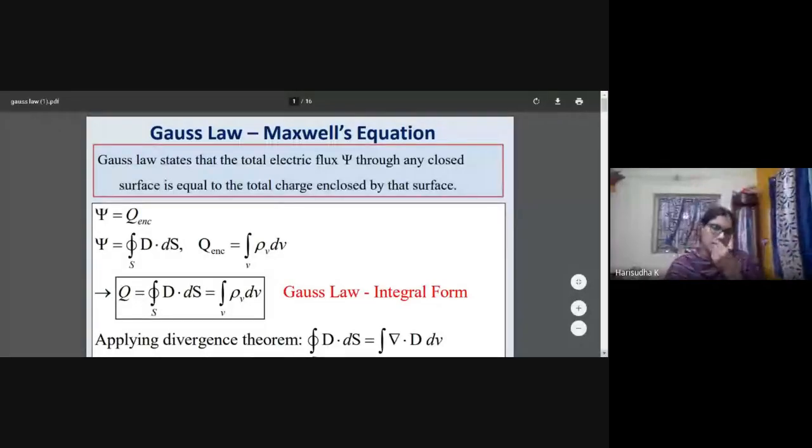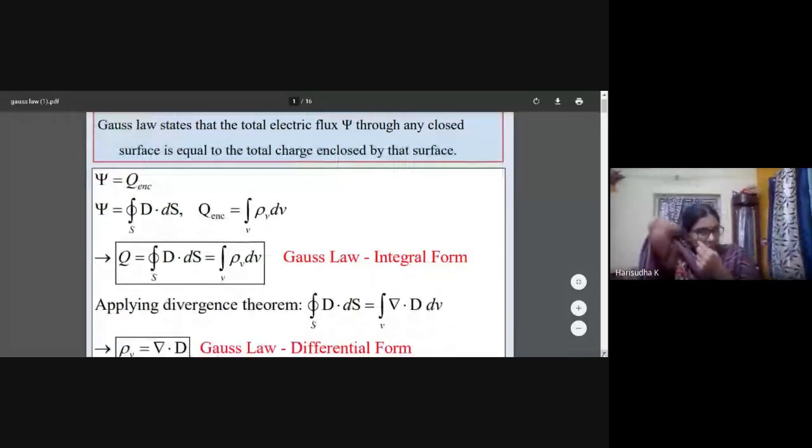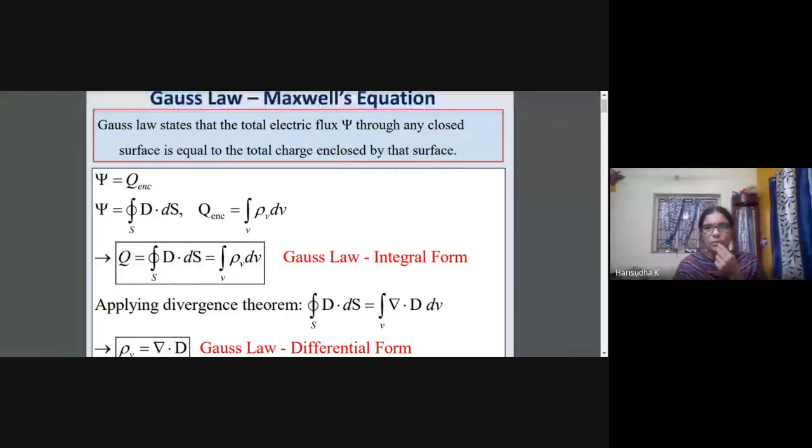So what is Gauss law? Gauss law states that the total electric flux psi through any closed surface is equal to the total charge enclosed by the surface. We know that electric flux is represented by the symbol psi, and the charge is represented by Q.